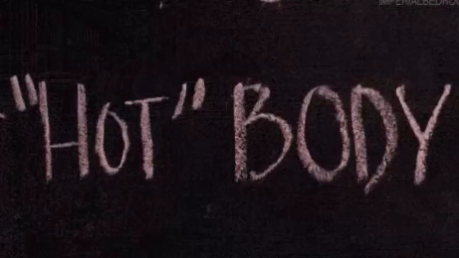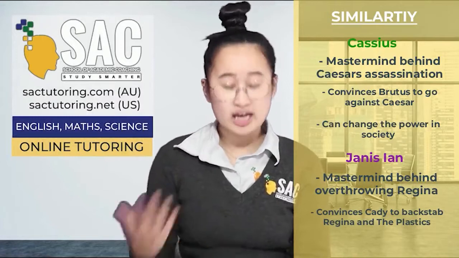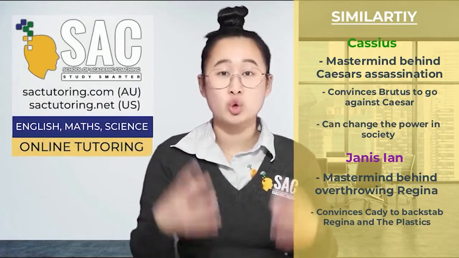Similarly, Janice Ian is the modern equivalent of Cassius. She is the mastermind behind overthrowing Regina, as we can see with her whole blackboard and writing her master plan on it, yeah? And she uses Katie's beauty and connections to ruin the Plastics and destroy them from the inside out.